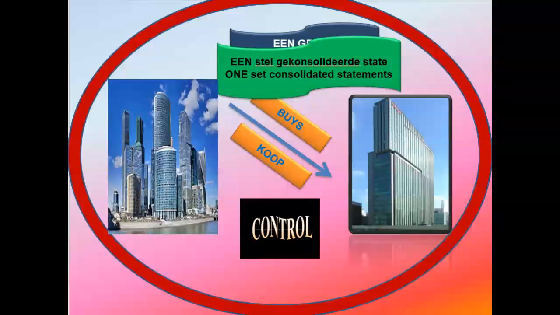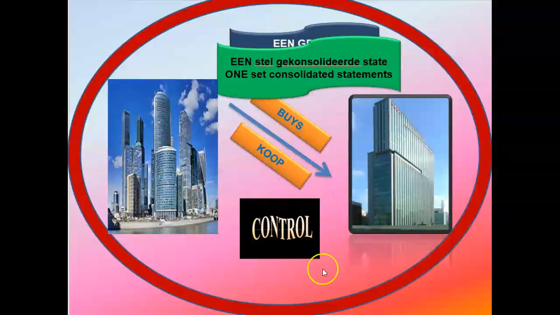Okay, guys, what we told each other was that if one company gets an interest or buys shares in another company, and with this buying of shares it gains control over that company, that means a group of companies is in existence, and we have to compile one set of consolidated financial statements at the end of each financial year for the group as a whole.